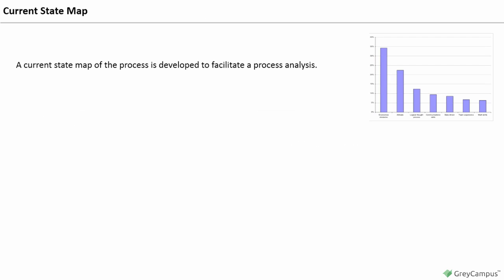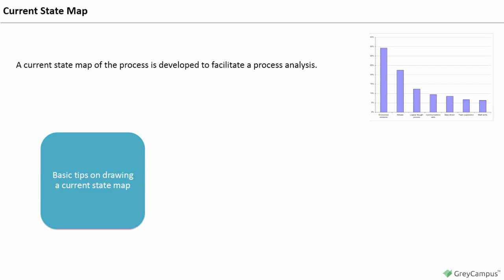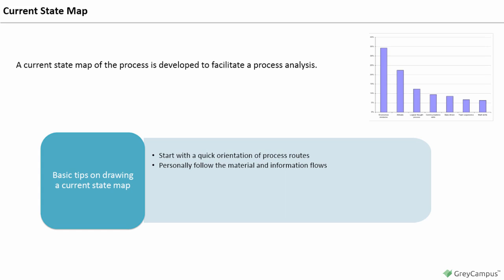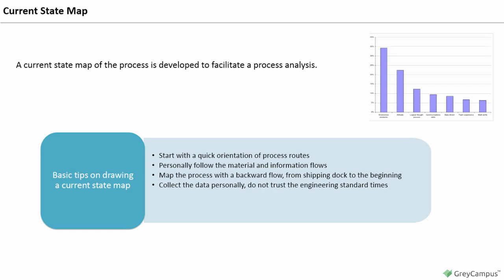Current state map. A current state map of the process is developed to facilitate a process analysis. Basic tips on drawing a current state map include: start with a quick orientation of process routes. Personally follow the material and information flows. Map the process with a backward flow, from shipping dock to the beginning. Collect the data personally. Do not trust the engineering standard times. Map the whole stream. Create a pencil drawing of the value stream.